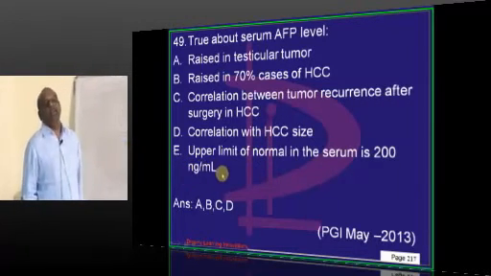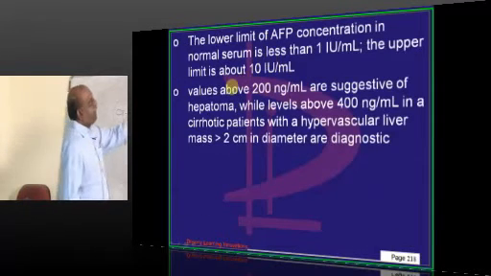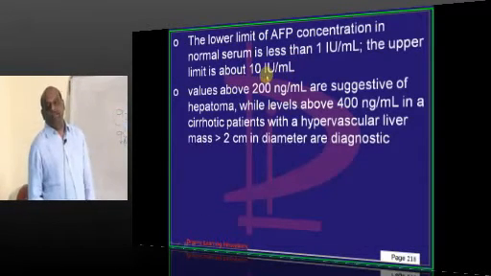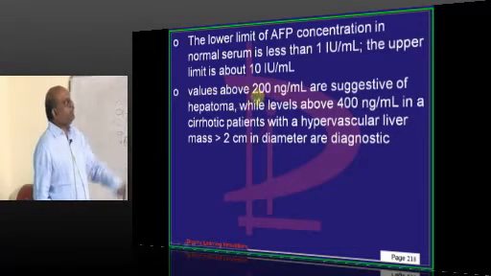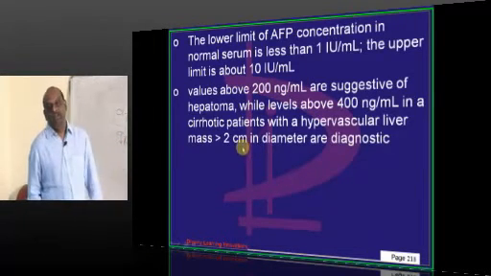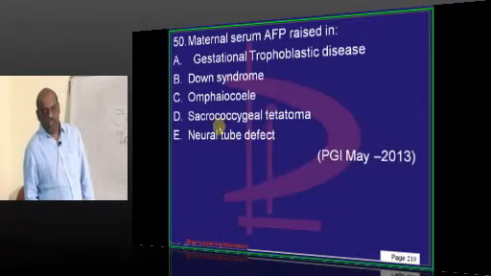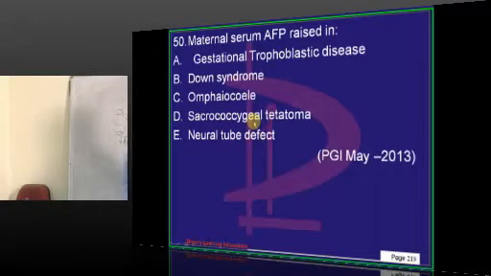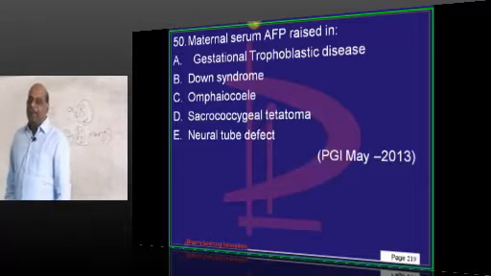But what is the upper limit of the alpha fetoprotein? Normal serum it will be less than 1. Upper limit is about 10. And any value above 200 is suggestive, and above 400 means definite, for the diagnosis of hepatocellular carcinoma. That is what you need to remember. Examiner's favorite area is AFP.